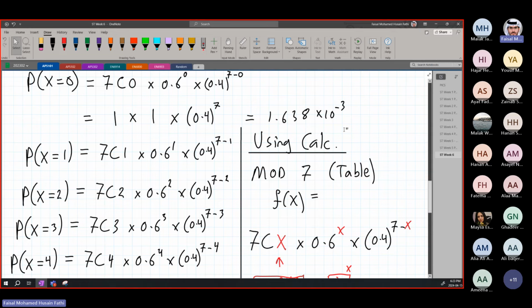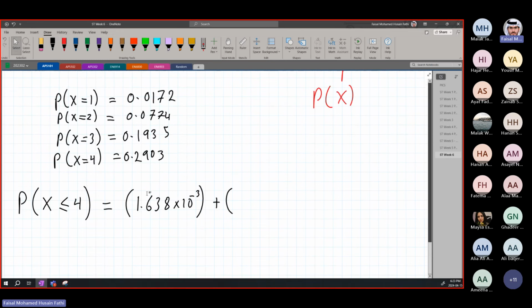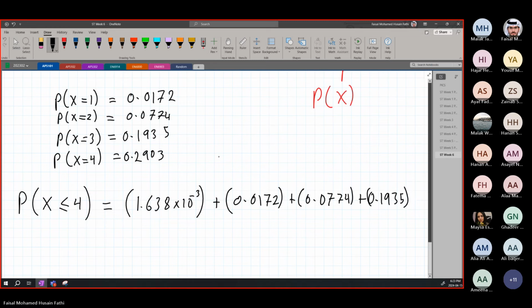So it's 1.638 times 10 to the minus 3. The way you'll write this is you'll just open brackets, 1.638 times 10 to the minus 3, close brackets, plus open brackets. In the calculator, when you want to write this, just write it in this way and you will never have any mistake, okay? 0.0172 plus 0.0774 plus 0.1935 plus 0.2903.